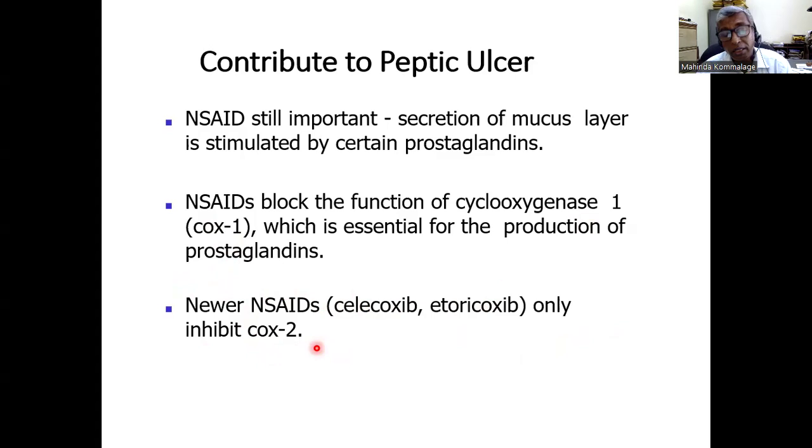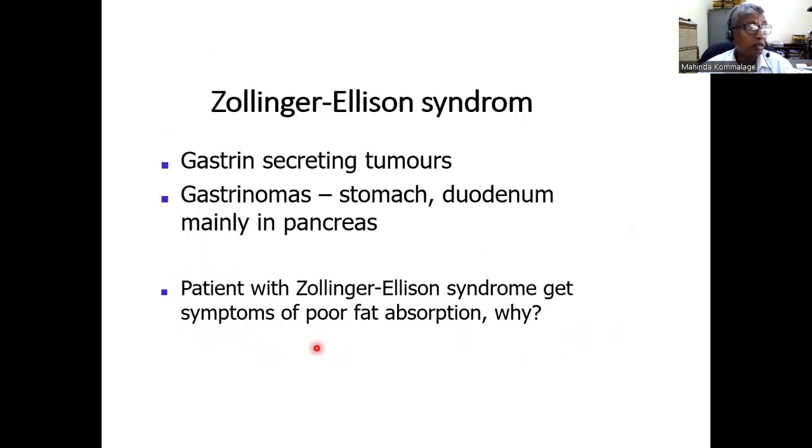Right. I hope you will learn about peptic ulcer and its contributing factors in your tutorial. There's a condition called gastrin secreting tumor. So it's a tumor that will secrete gastrin.